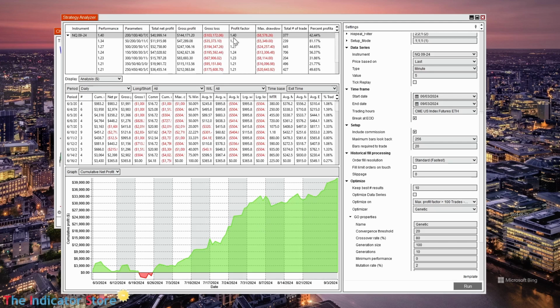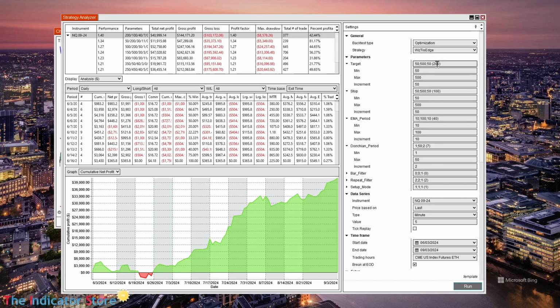A good profit factor 1.4, a good number of trades, 300 something, and a good win percentage. I prefer something close to 50. The target is more or less 200, 100 for the stop, 40 for the period, and the Donchian is 7 bars.